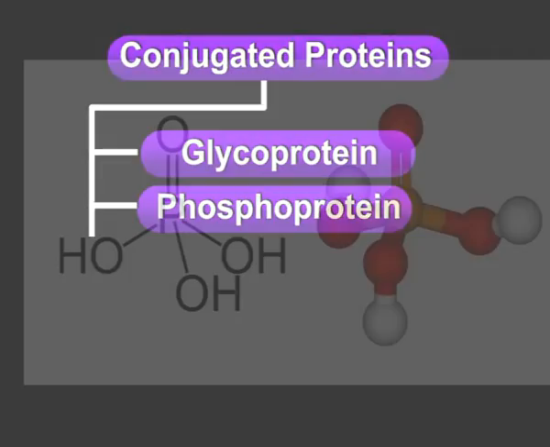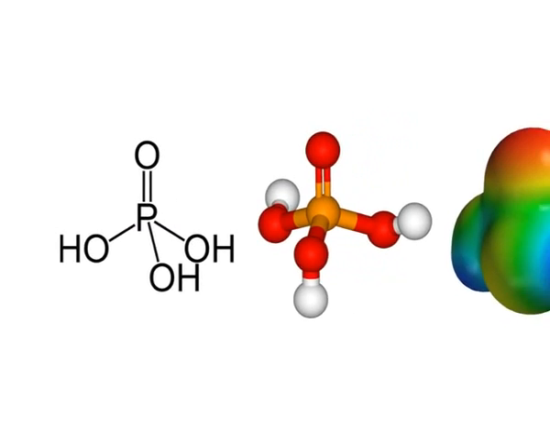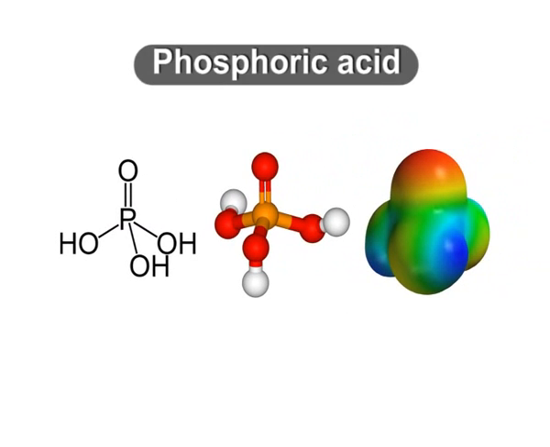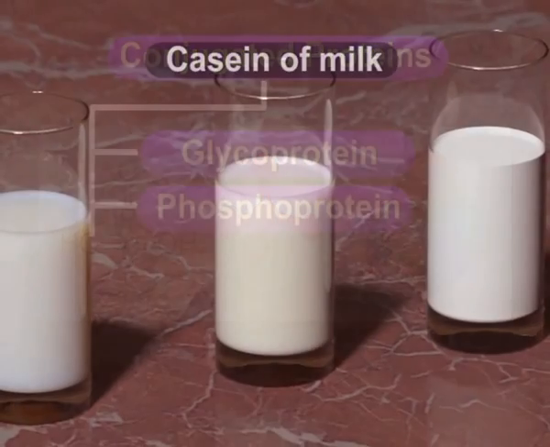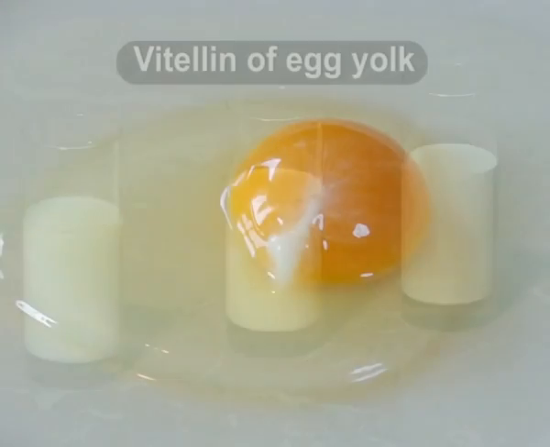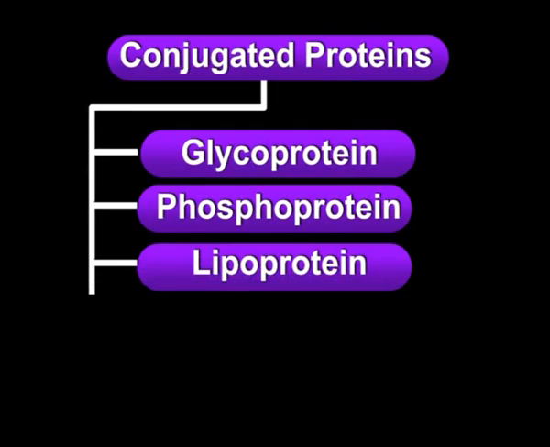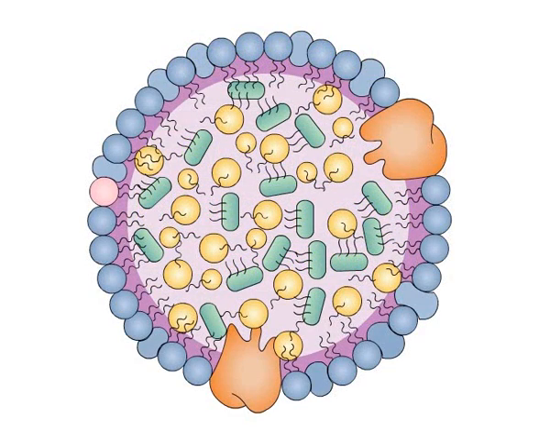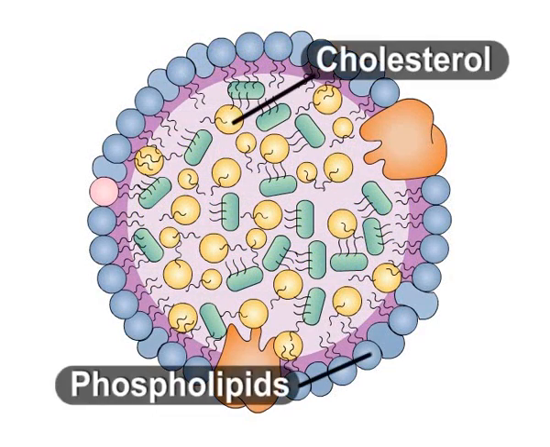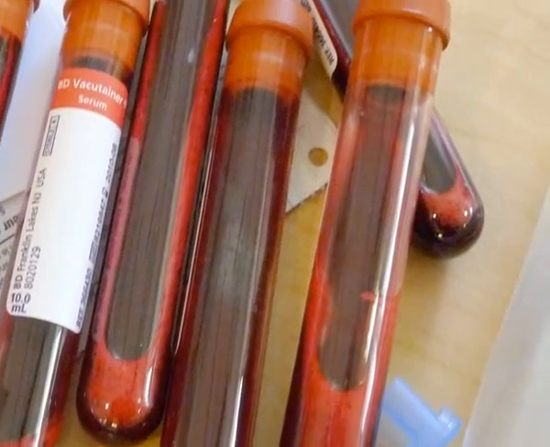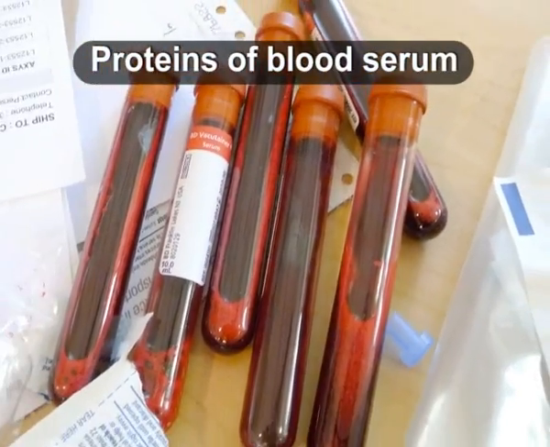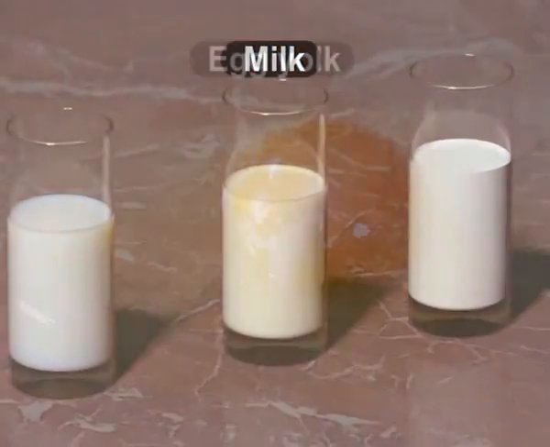Phosphoprotein. Prosthetic group attached is phosphoric acid. Examples are casein of milk, vitelin of egg yolk. Lipoprotein. Prosthetic group is mainly phospholipids or cholesterol. Examples are proteins of blood serum, milk and egg yolk.